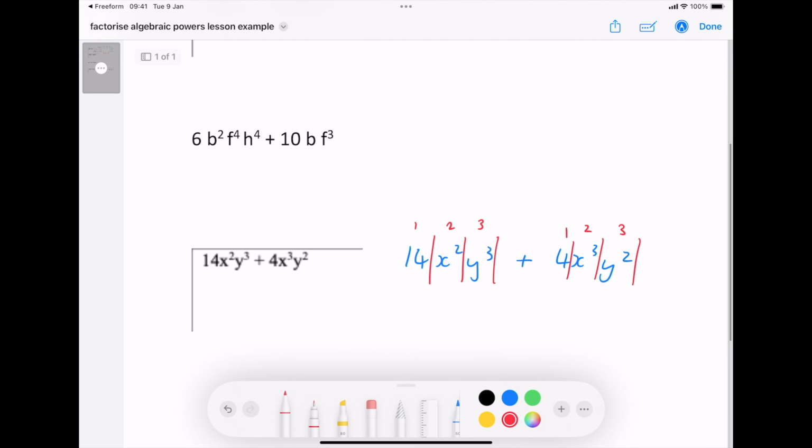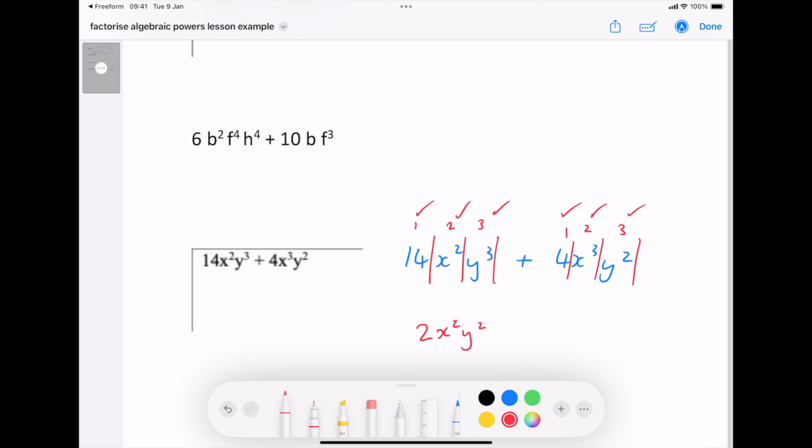Same process again. So let's compare the parts 1 and 1. What's the highest thing that goes into 14 and 4? The answer is 2. What's the highest thing that goes into x squared and x cubed? The answer is x squared. And now what's the highest thing that goes into y cubed and y squared? The answer is y squared. Because remember, y times y, and then y times y times y. So you can see y squared goes into y cubed. So you will see now I've ticked off all the parts. All of them are being compared.